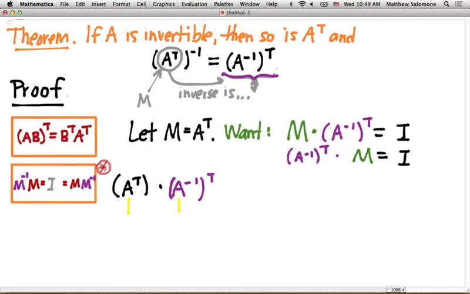We're looking at the product of the transpose of one matrix and the transpose of another matrix. A transpose times A inverse transpose, which looks an awful lot like the right-hand side of our first statement up here. Right? I have the product of the transpose of one matrix times the transpose of another matrix. So according to that fact, so now I'm going to use this fact over here. We can rewrite this as the transpose of a single product.